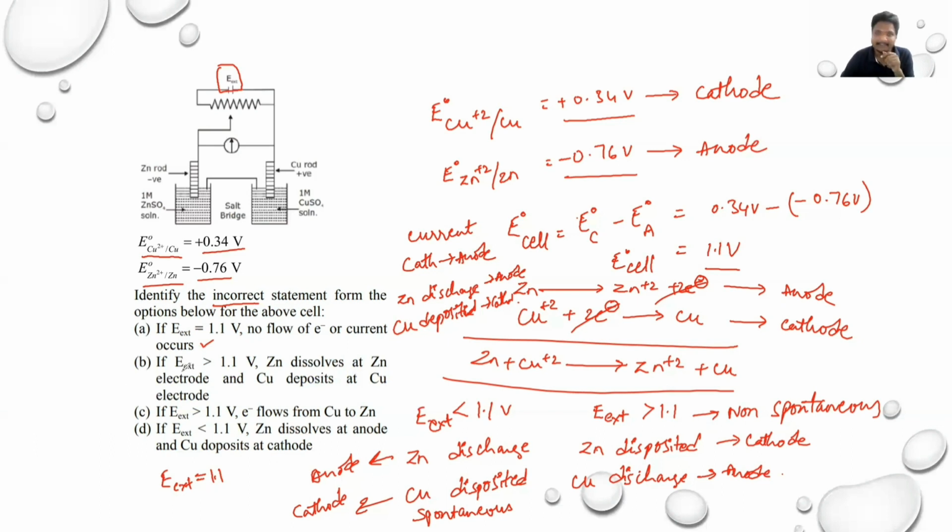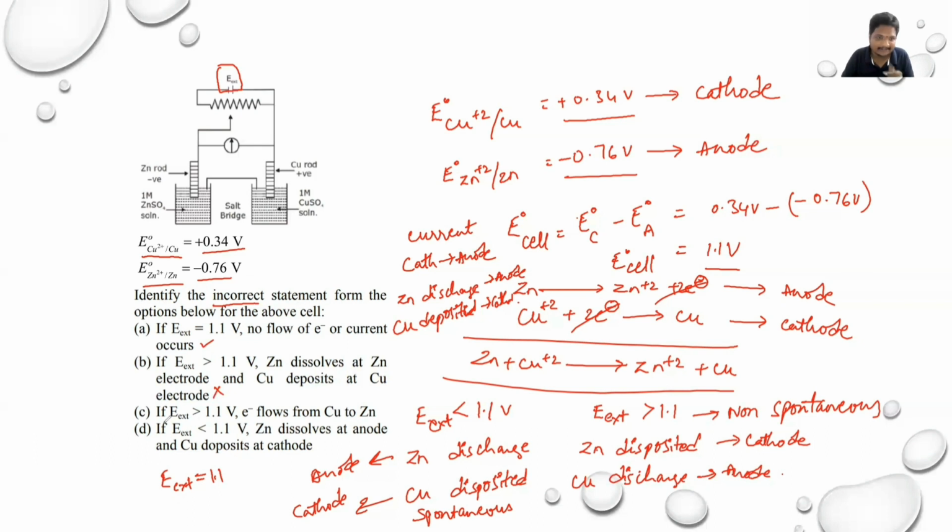Okay, now let us examine option 2, that is, if E external is greater than 1.1 volt, zinc dissolves at the zinc electrode and copper is deposited at the copper electrode. So E external is greater than 1.1 volt. In this case zinc will be deposited. They have given dissolution, so it is not correct.